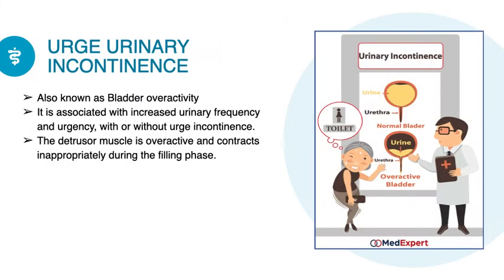The next one is urge urinary incontinence, also known as bladder overactivity. It is associated with increased urinary frequency and urgency, with or without urge incontinence. The detrusor muscle is overactive and it contracts inappropriately during the filling phase.